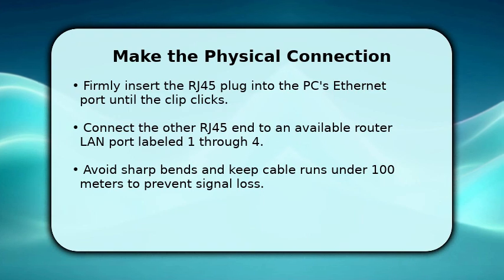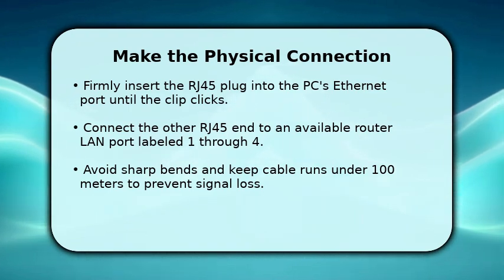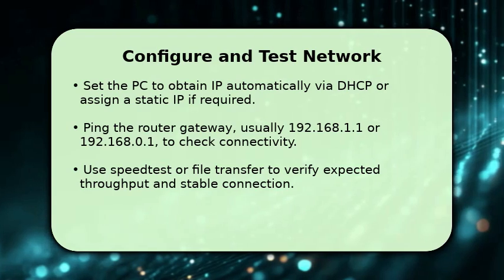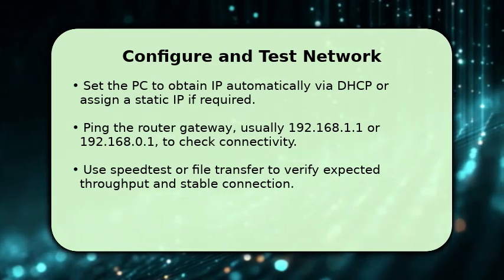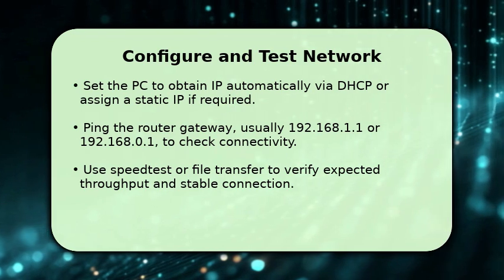Use automatic DHCP to obtain an IP address unless your network requires a static IP. If using static addressing, set IP, subnet mask, gateway, and DNS explicitly.